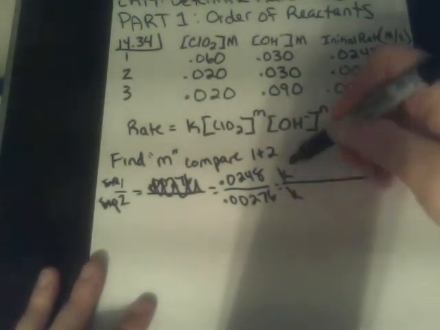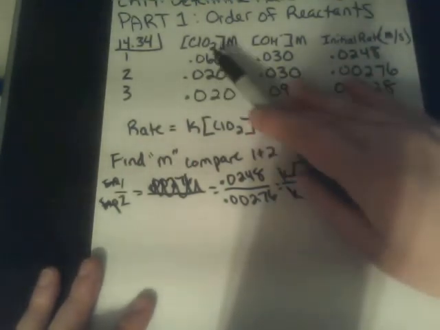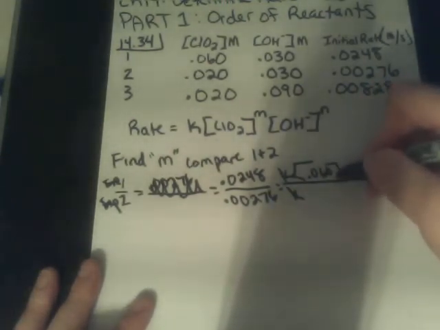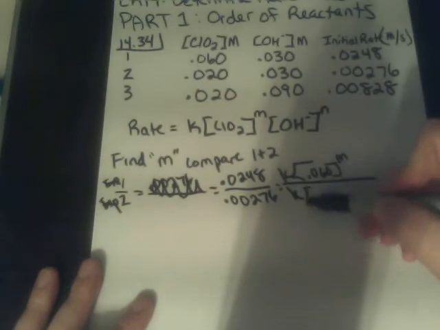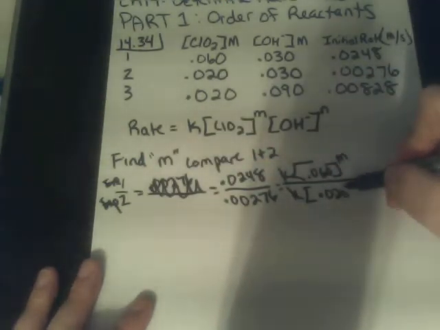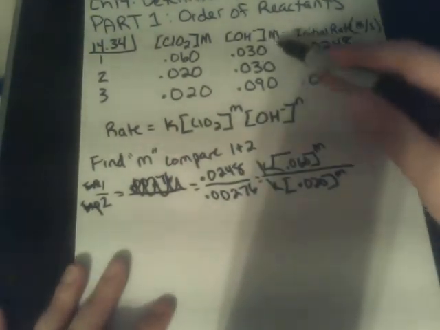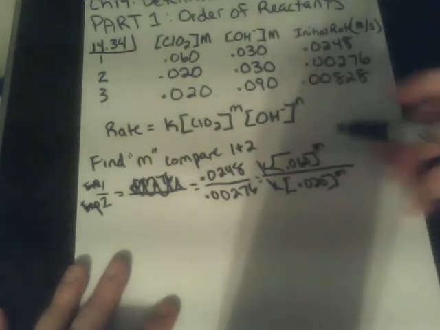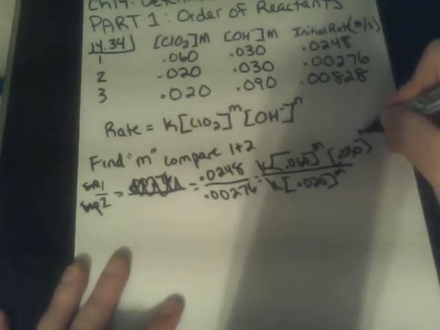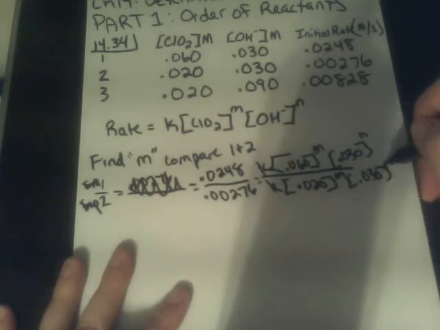So what's the concentration of my ClO2 in experiment 1? 0.060 to the power of m, which I don't know. How about in experiment 2? 0.020 to the power of m. I'm not sure what that is just yet. And then it's multiplied by the concentration of OH, which is 0.030 to the power of n, times 0.030 to the power of n.